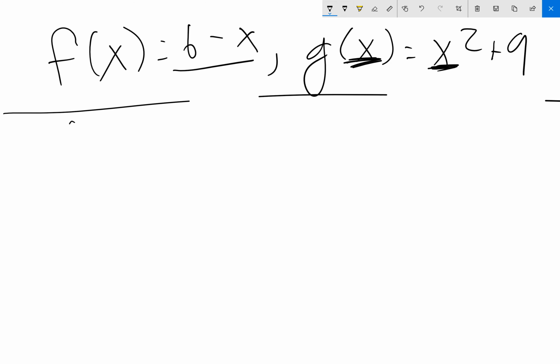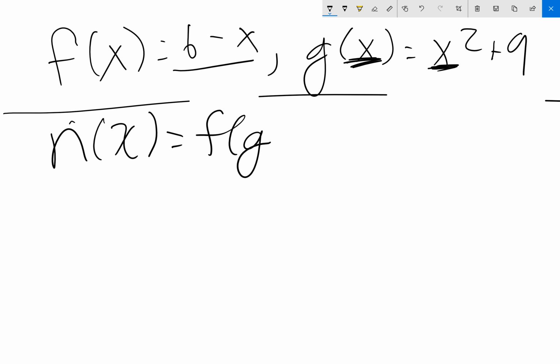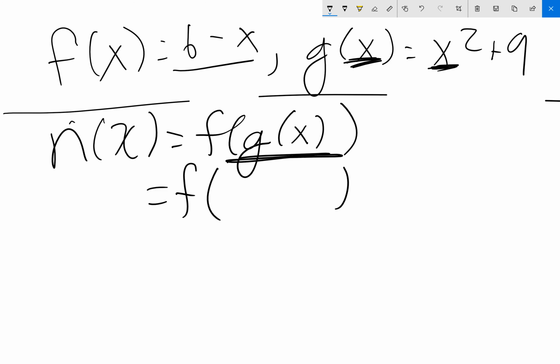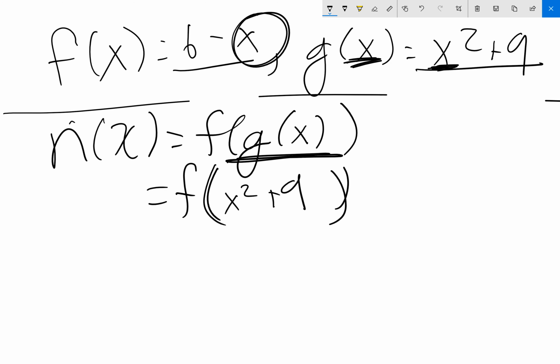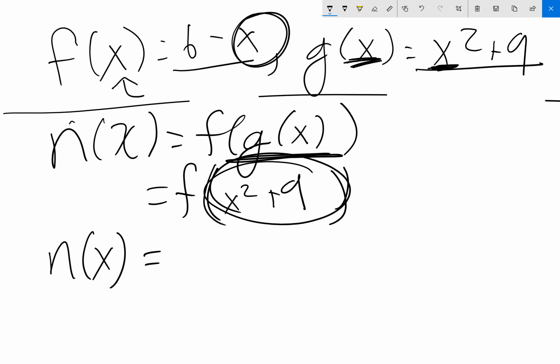Write the rule for n if n of x is equal to f of g of x. So same thing. First we need to figure out what's in here. So g of x is x squared plus 9. So wherever we see an x, we're going to replace it with this. So that means n of x equals, we're going to plug in x squared plus 9 into the function f.